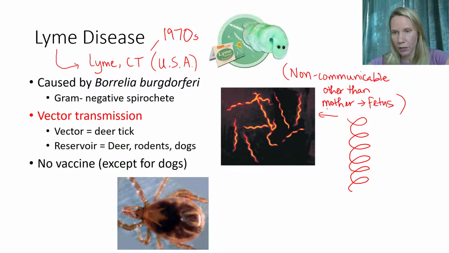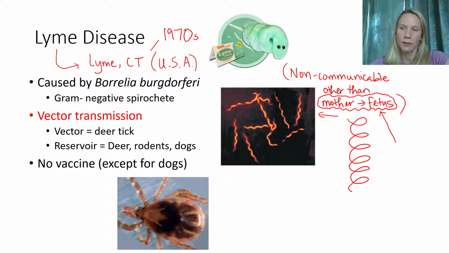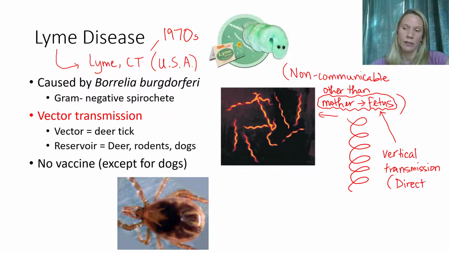By the way, I want to give you the terminology for that, for mother to fetus. What do we call that in infectious disease? We call that vertical transmission. And it's a type of direct transmission. Because you have an infected pregnant mom, and then the bacteria transmits to her fetus. So that's considered direct transmission.